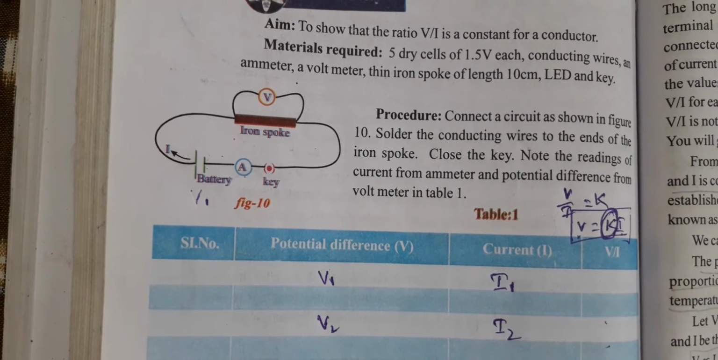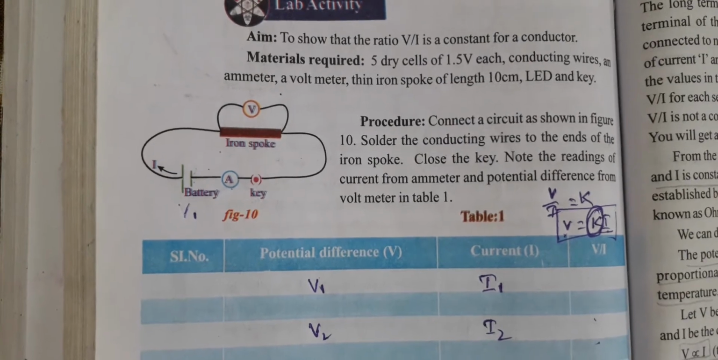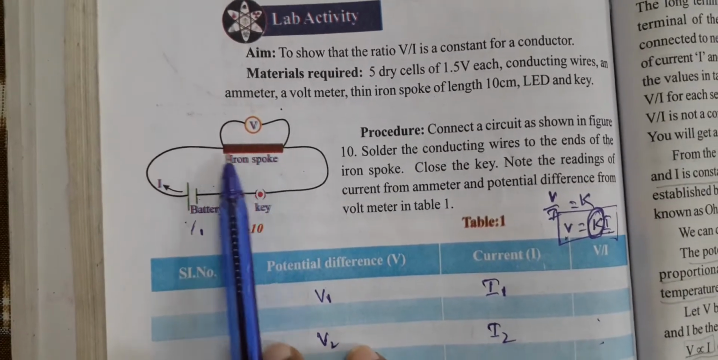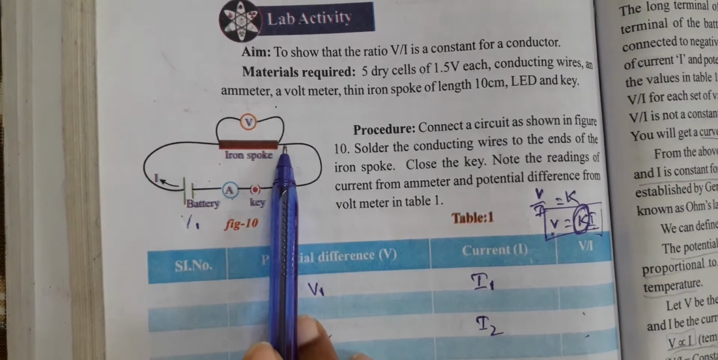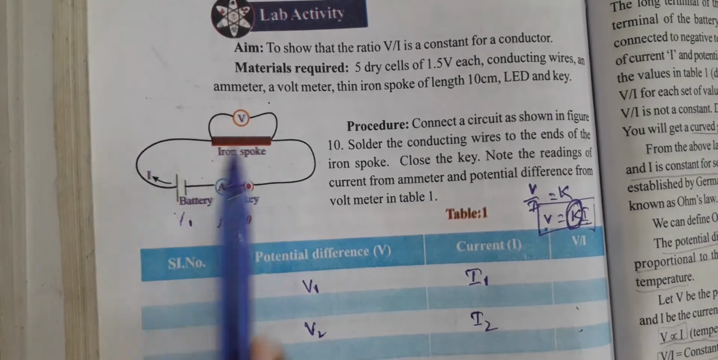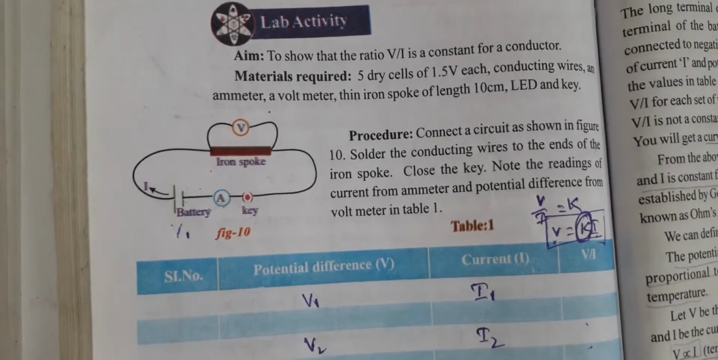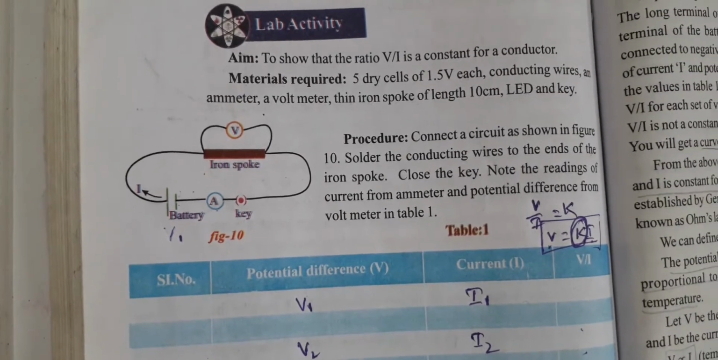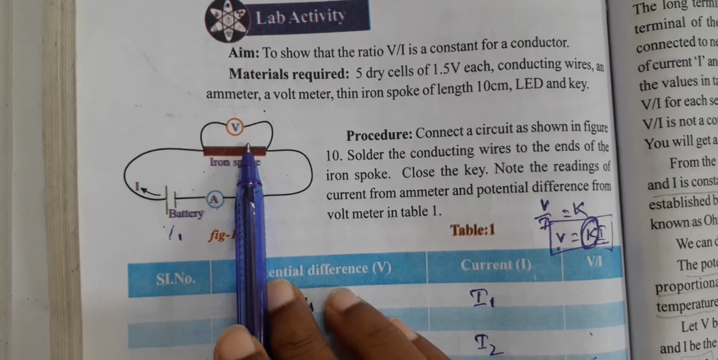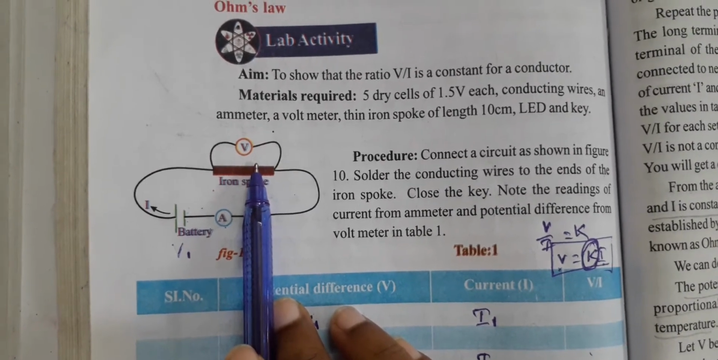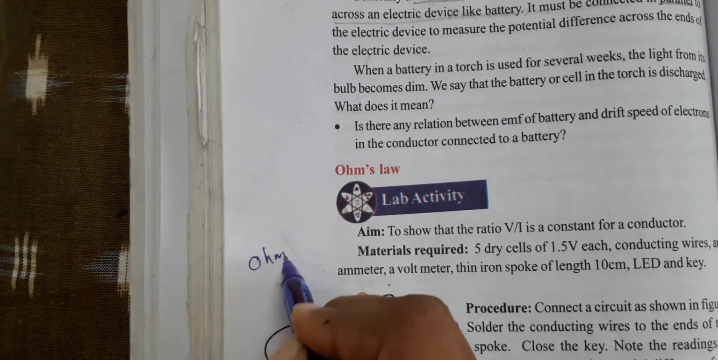So hence, the potential difference is directly proportional to the current passing through a particular material at constant temperature. Here, what is the material you have taken? Iron spoke. That means the potential difference between these two points is directly proportional to the current passing through them, or rather you can say that the current is directly proportional to the potential difference, at constant temperature. And that is called Ohm's law.